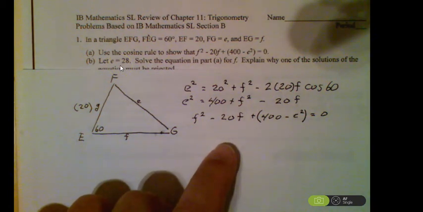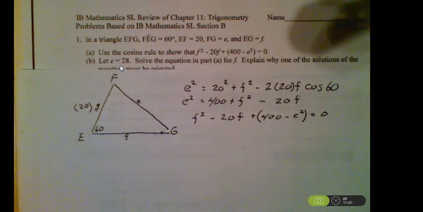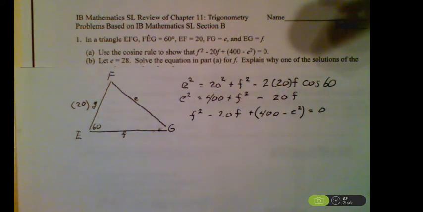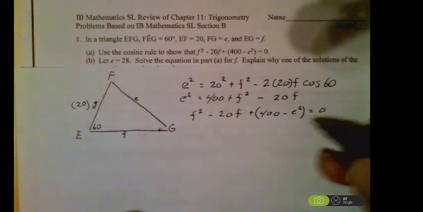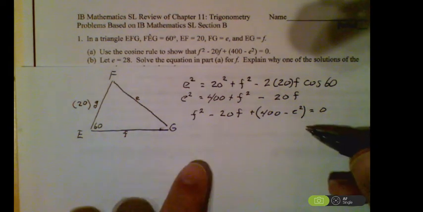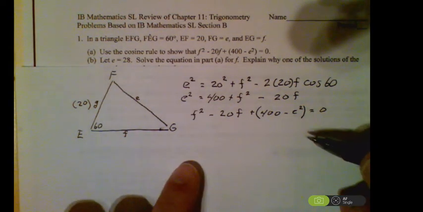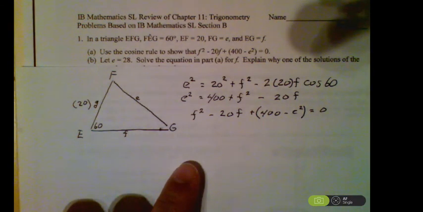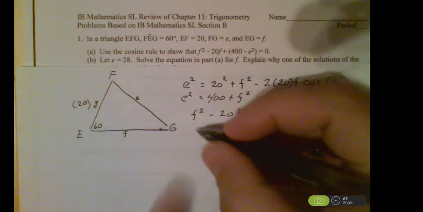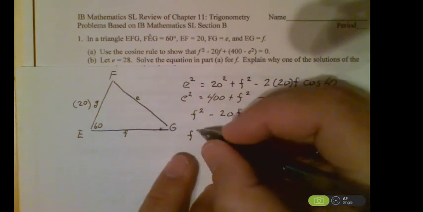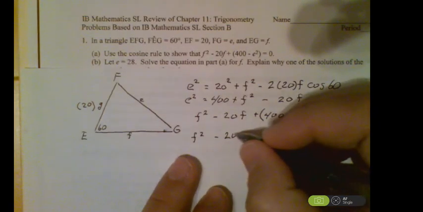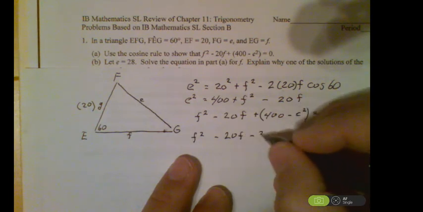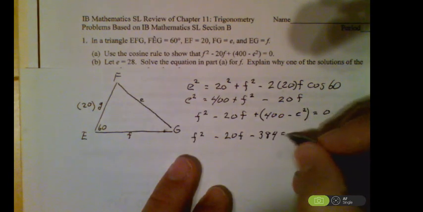So now if we say let e equal 28, all we have to do is sub in our 28 and then solve. So if we sub in our 28 for e, then we can solve our quadratic equation for f. So if we put in a 28 right there, we got 400 minus 28 squared, which is negative 384. So we're solving the equation f squared minus 20f minus 384 equals 0.